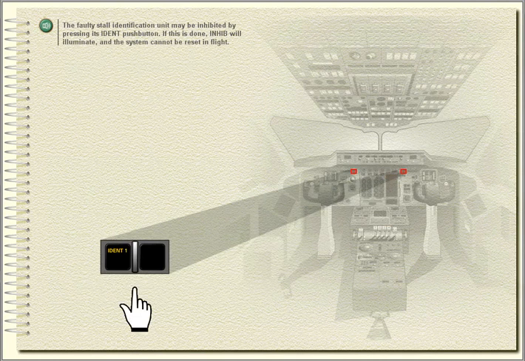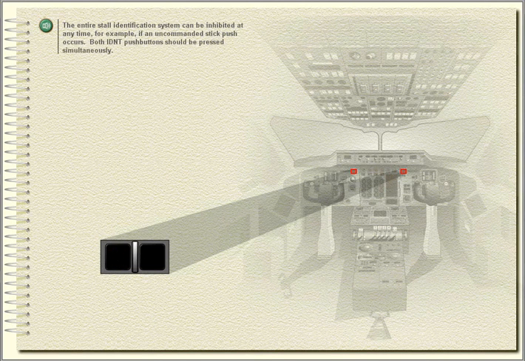The faulty stall identification unit may be inhibited by pressing its identification push button. If this is done, inhibit will illuminate, and the system cannot be reset in flight. The entire stall identification system can be inhibited at any time, for example if an uncommanded stick push occurs. Both ident push buttons should be pressed simultaneously.